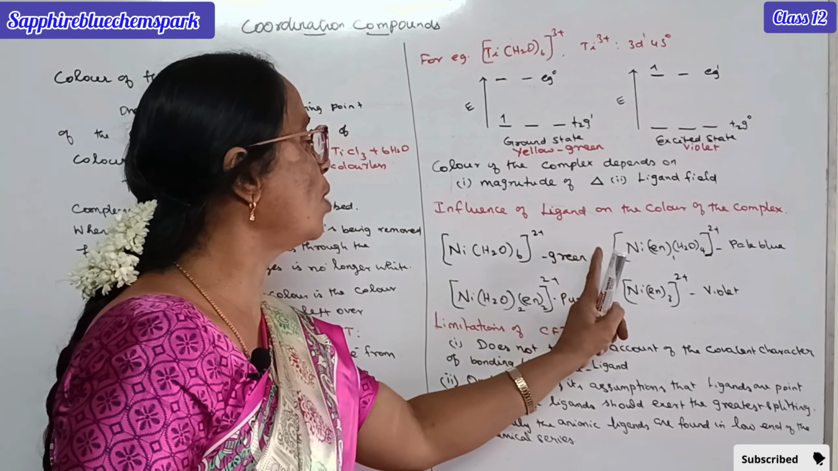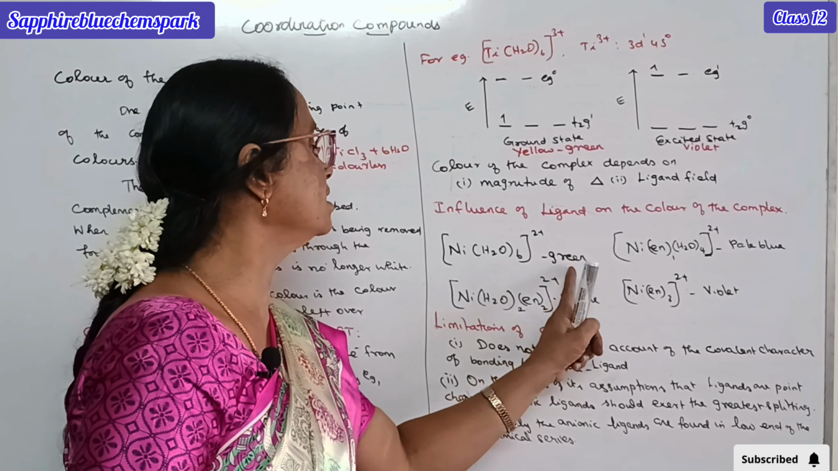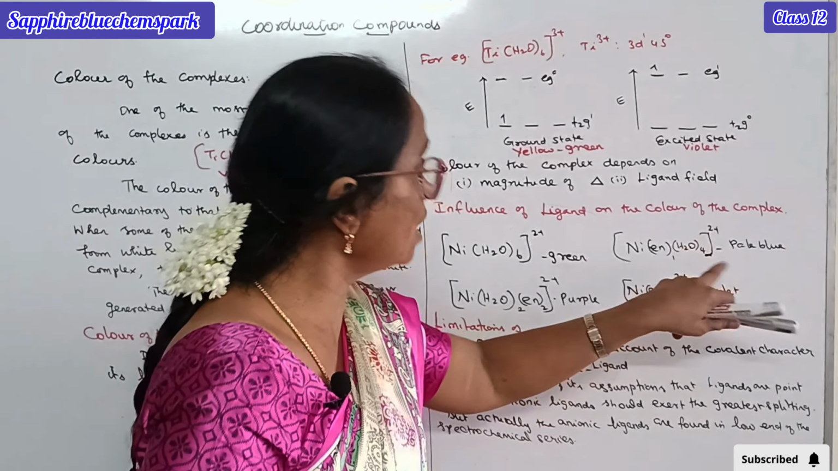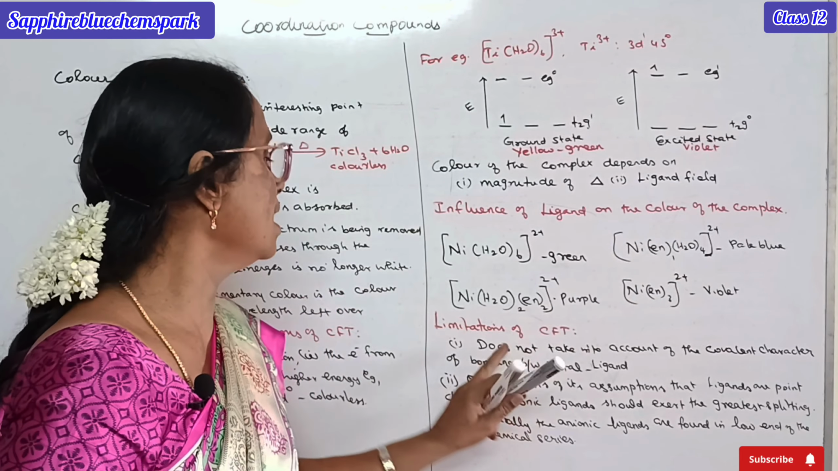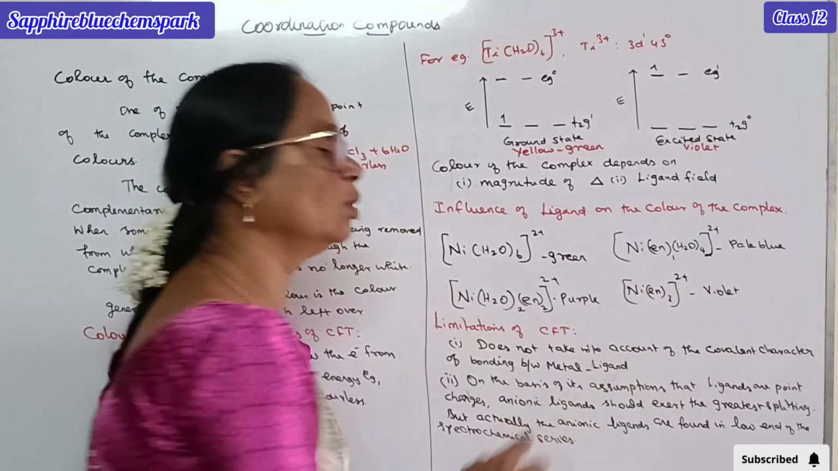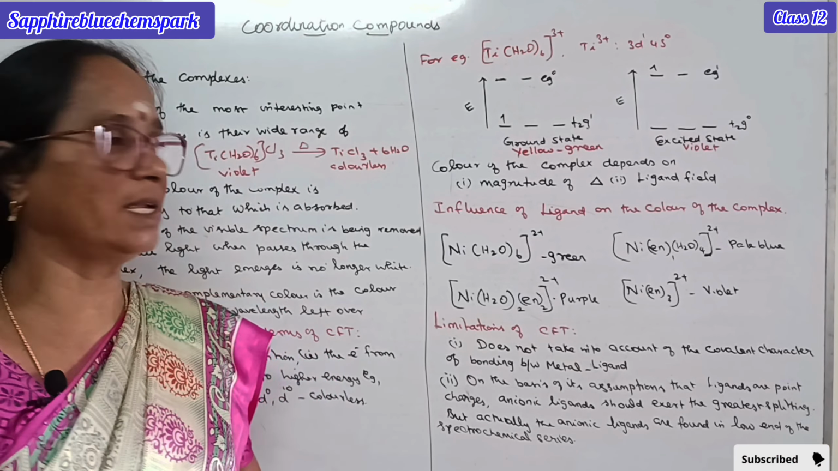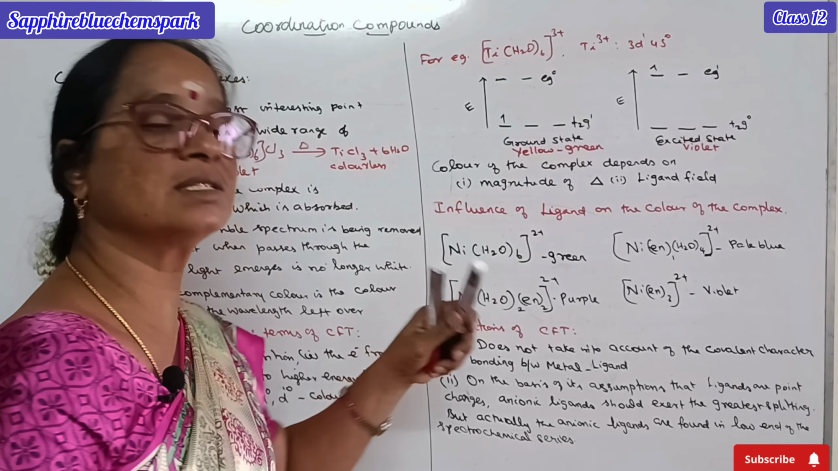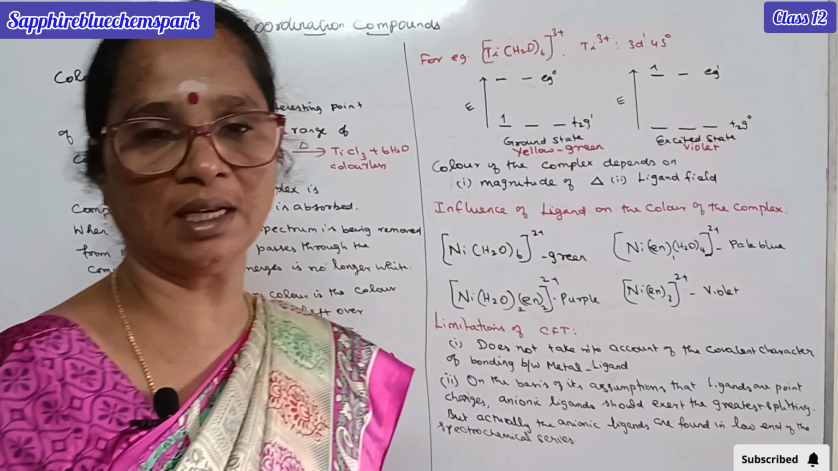So, when 2 of the water molecules are replaced by en, that is ethane-1,2-diamine, the color changes from green to pale blue. In another case, when another 2 molecules of water are replaced by ethane-1,2-diamine, it becomes en twice, H2O twice, and the color changes from pale blue to purple. When all the water molecules are replaced by ethane-1,2-diamine, the color of the complex becomes violet. So, the color of complexes also depends upon the nature of the ligand present in it.